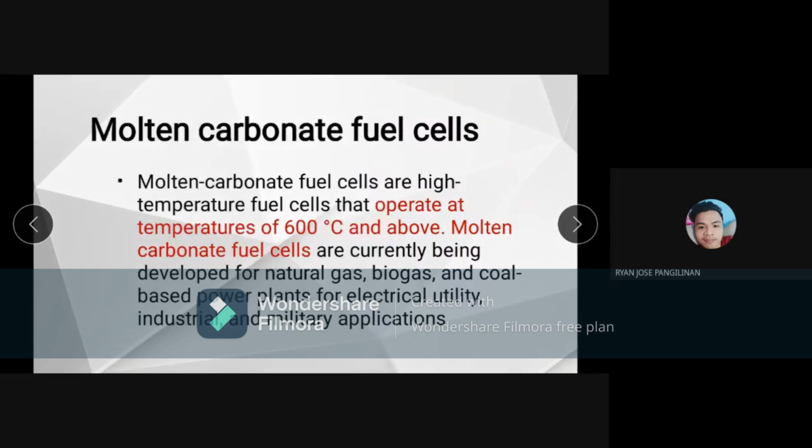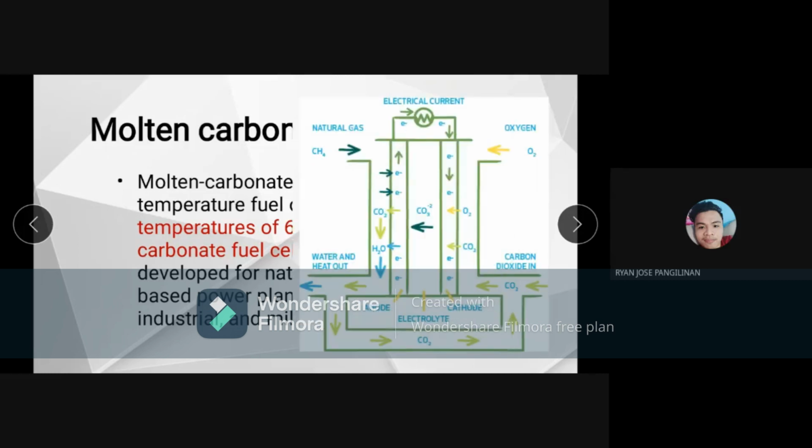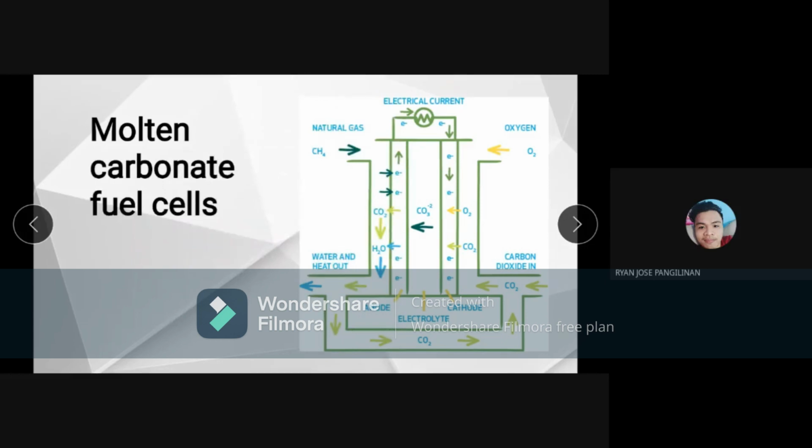So the next is the molten carbonate fuel cells. Molten carbonate fuel cells are high temperature fuel cells that operate at temperatures of 600 degrees and above. Molten carbonate fuel cells are currently being developed for natural gas, biogas, and coal-based power plants for electrical utility, industrial, and military applications. So this is the schematic diagram of molten carbonate fuel cells.